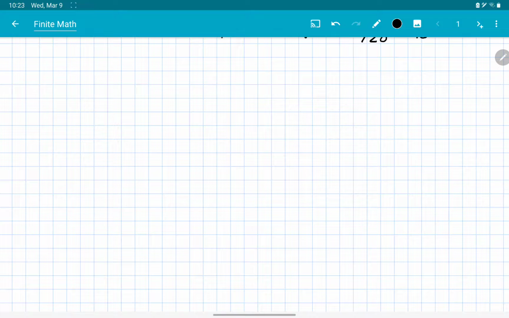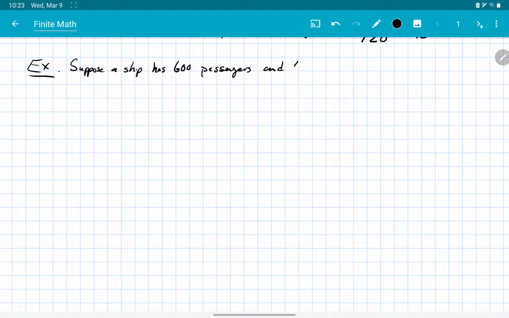Okay. Here's another example. Suppose a ship has 600 passengers and 4 have a rare disease.